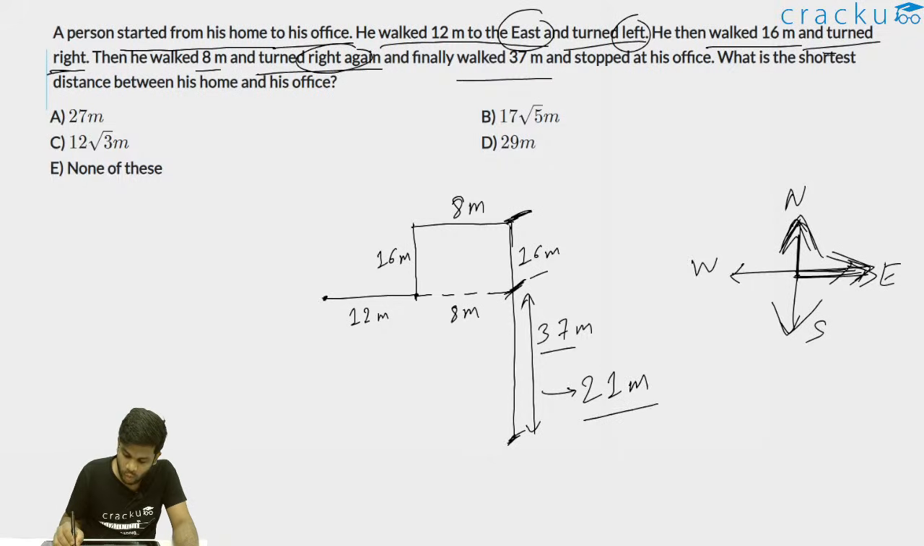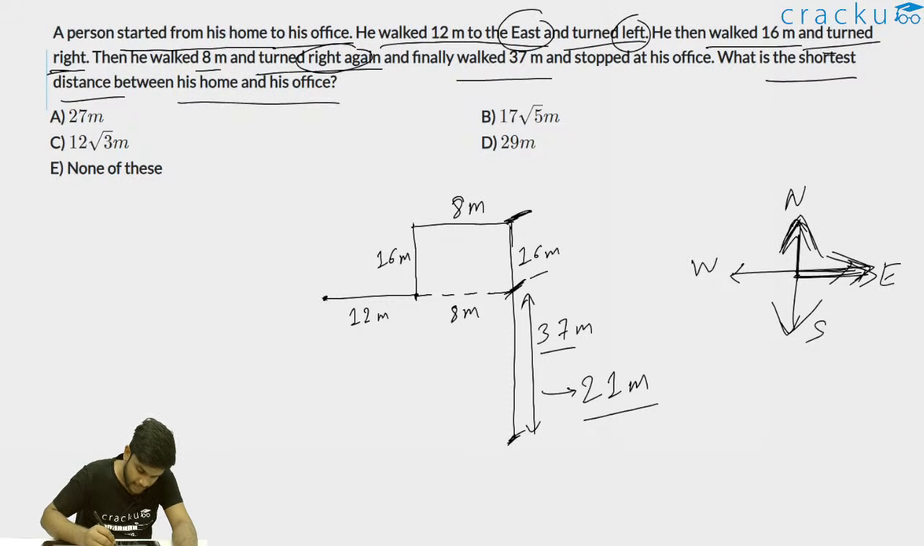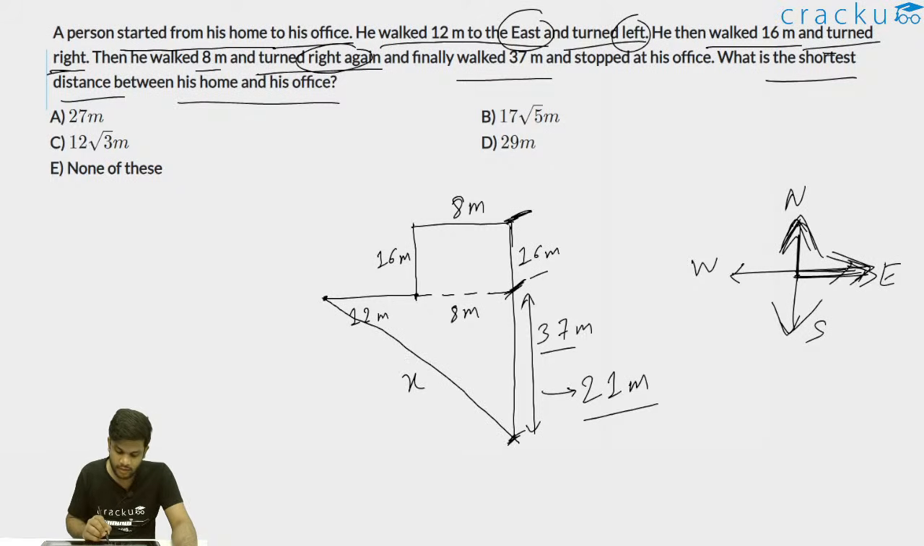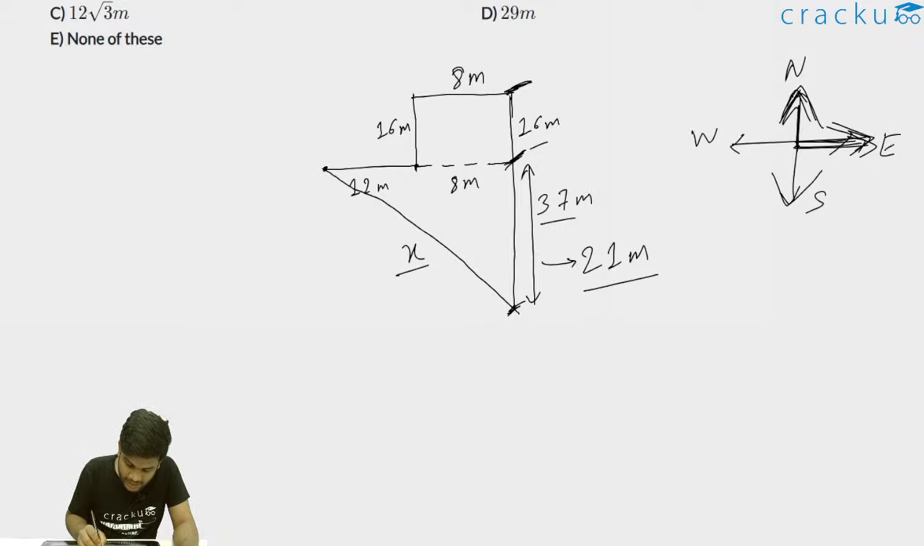Now it is said, what is the shortest distance between his home and his office? The shortest distance is a straight line between the 2 points. So this will be the shortest distance, which we will call x. Now if we look carefully, we are getting a right angle triangle, because this is east and this direction is south. Both east and south directions are at 90 degrees. So this is a right angle triangle.